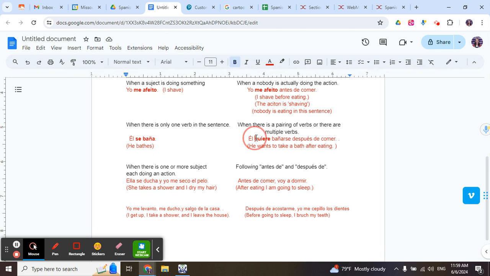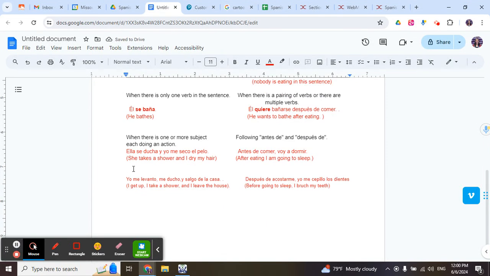But again, rule of thumb, if there's two verbs back to back, the first one gets conjugated, the second one doesn't. Here we see a "después de," and we know that rule. After "después de" and "antes de," it's always an infinitive. If it's a verb, it's always an infinitive. He wants to take a bath, or to bathe, after eating. Okay, I'll say bathe here. I think that makes more sense for the translation.